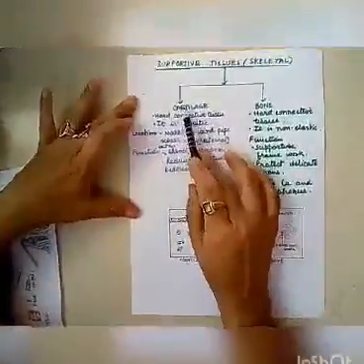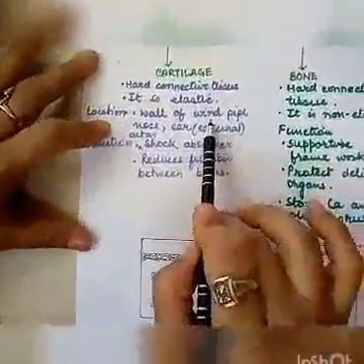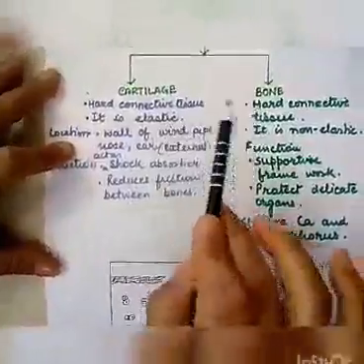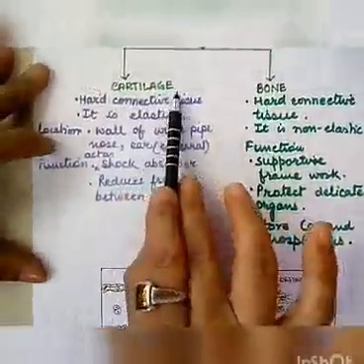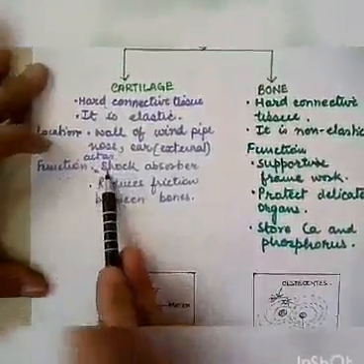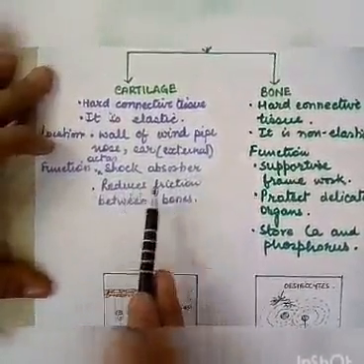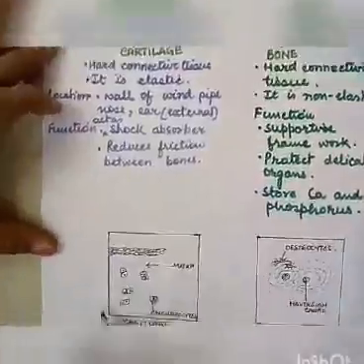The wall of the windpipe is made up of cartilage. Last year you read about the windpipe. The windpipe is supported by cartilaginous rings, and these rings are cartilage. Function: it acts as a shock absorber. It reduces friction between bones. This is the structure of the cartilage.